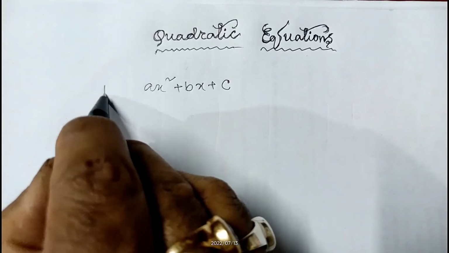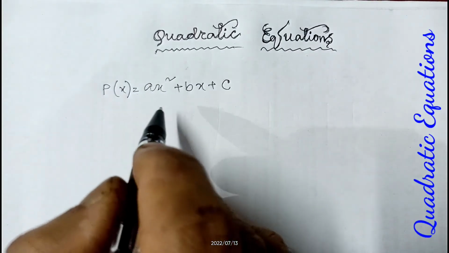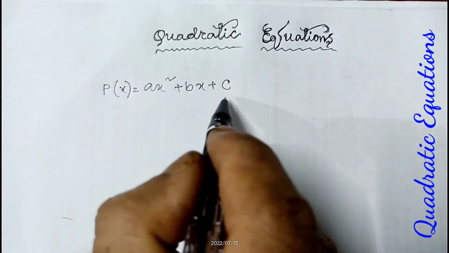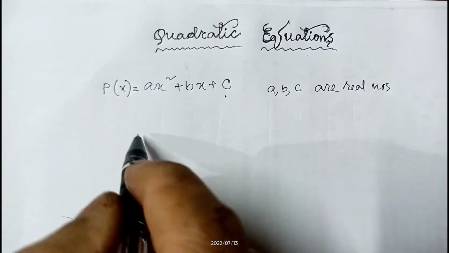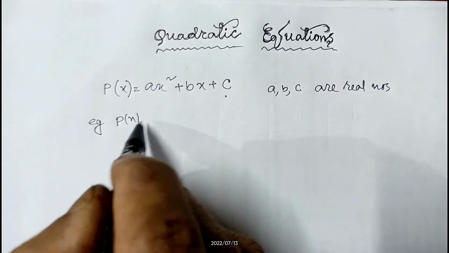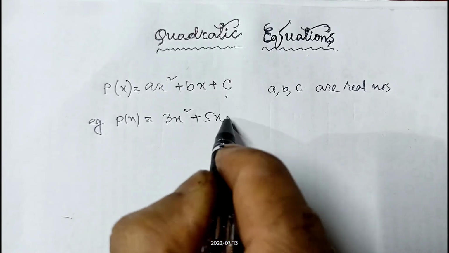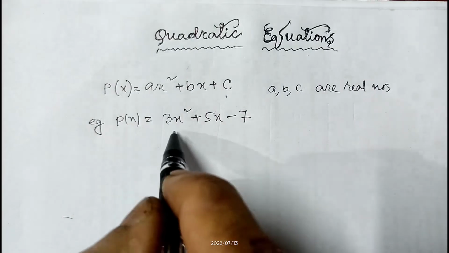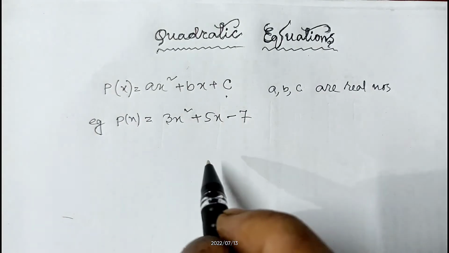We can name this one as p(x). So p(x) is a polynomial which is ax square plus bx plus c, where a, b, c are real numbers. Say for instance, we can consider, for example, p(x) equals 3x square plus 5x minus 7. This is a quadratic polynomial because the degree of this polynomial is 2.